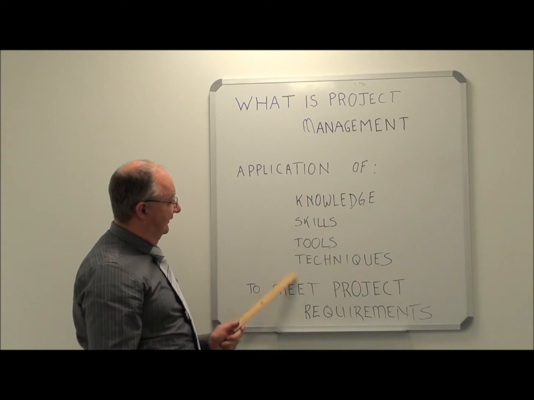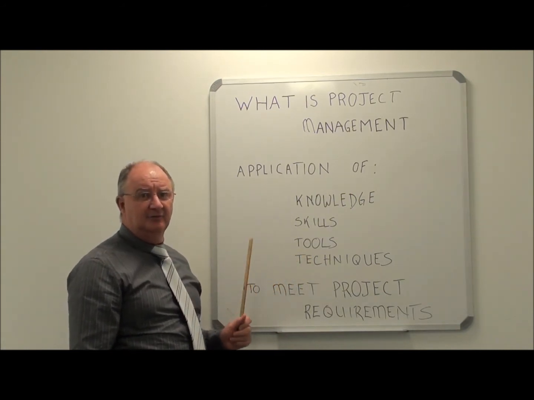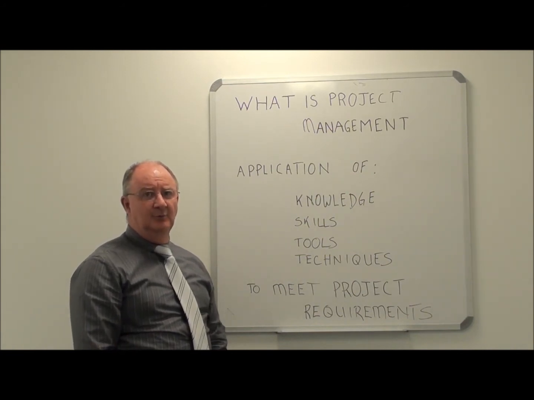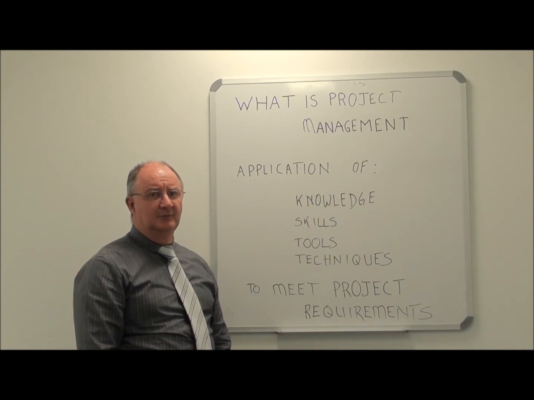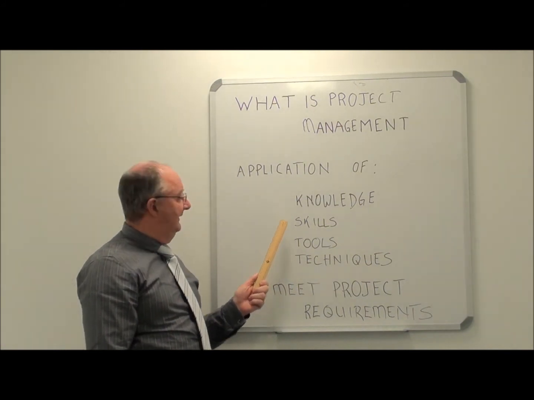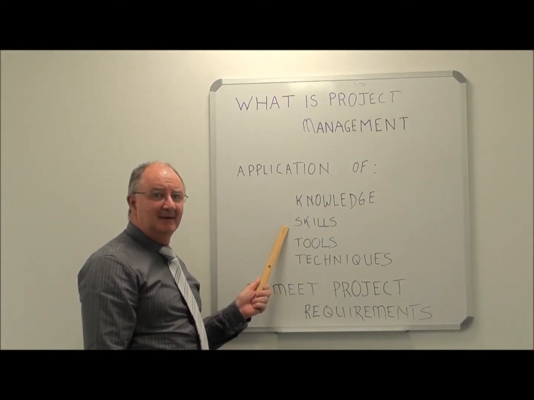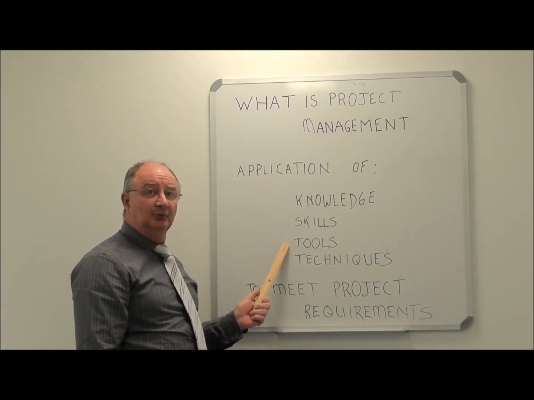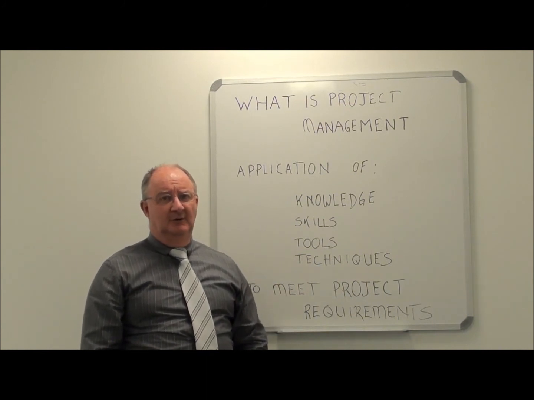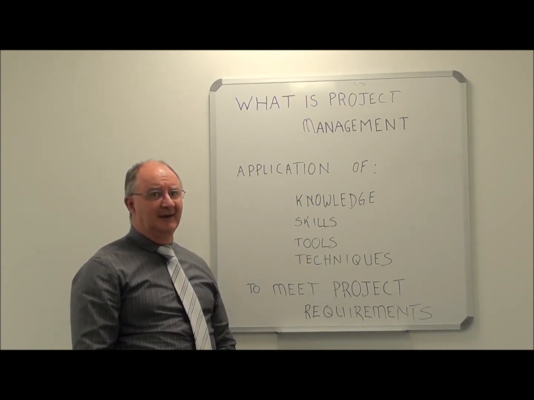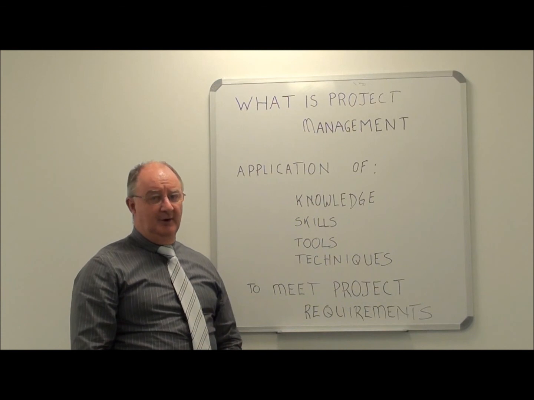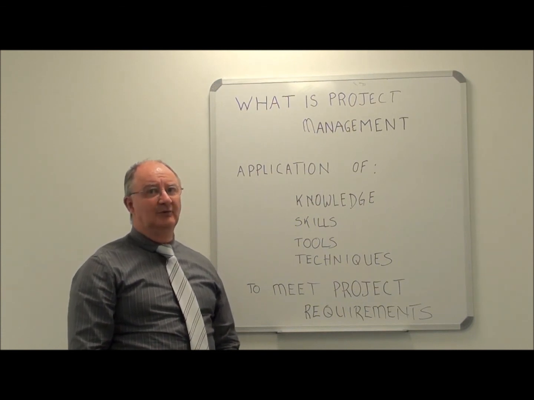We consider all of these aspects for the eight elements: scope, time, cost, quality, human resources, communications, risk, and procurement, and make sure the knowledge we have and the skills we have as managers, using whatever tools are necessary and whatever techniques are necessary, meet the project requirements. We need to balance all of the eight, and we need to ensure we are making the end product of our project exactly what we started out to achieve.